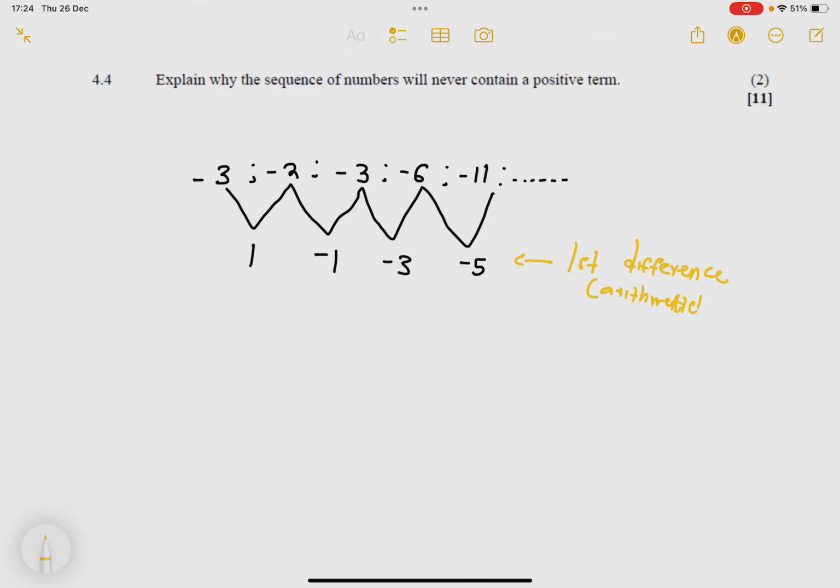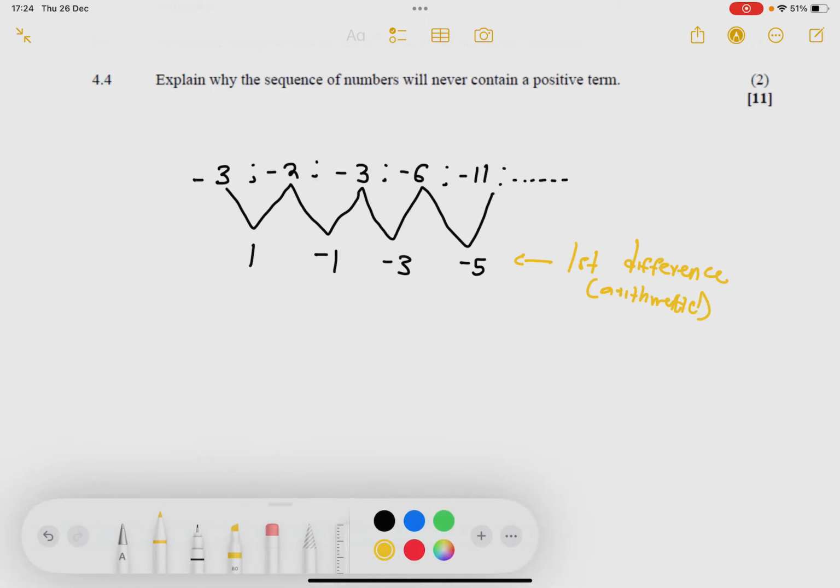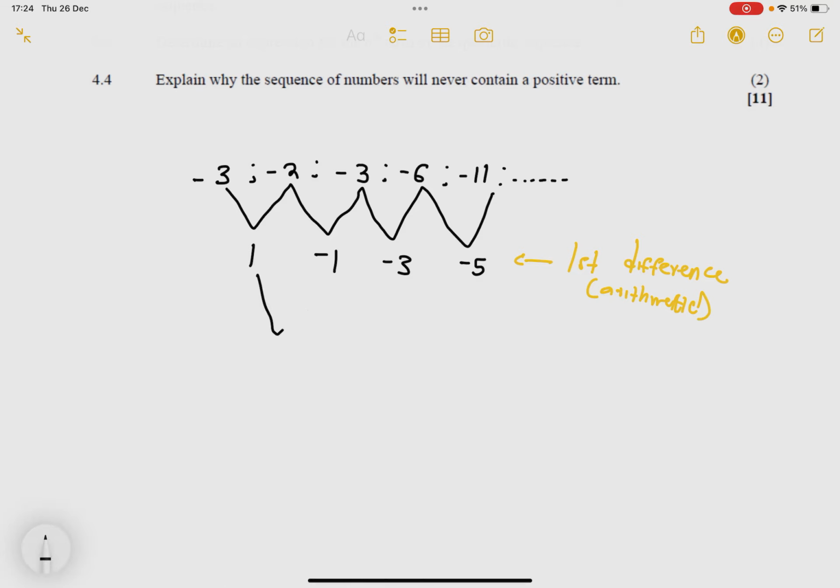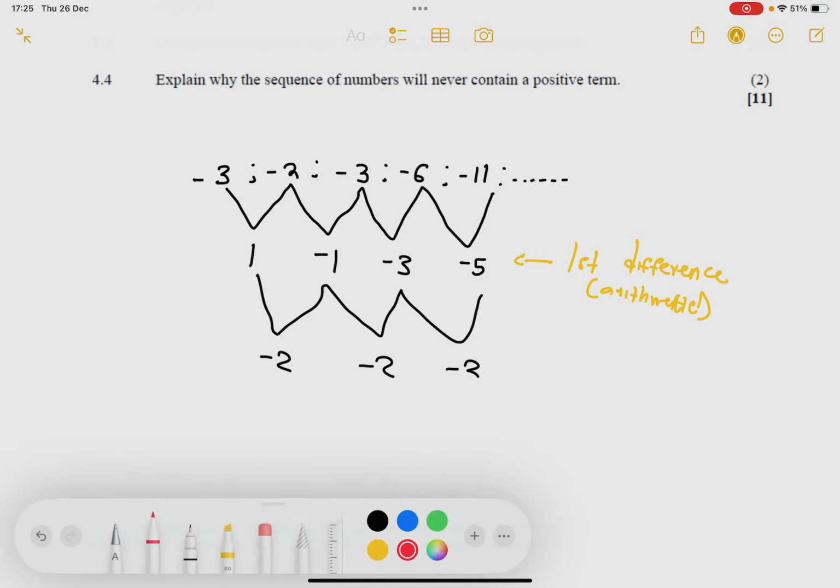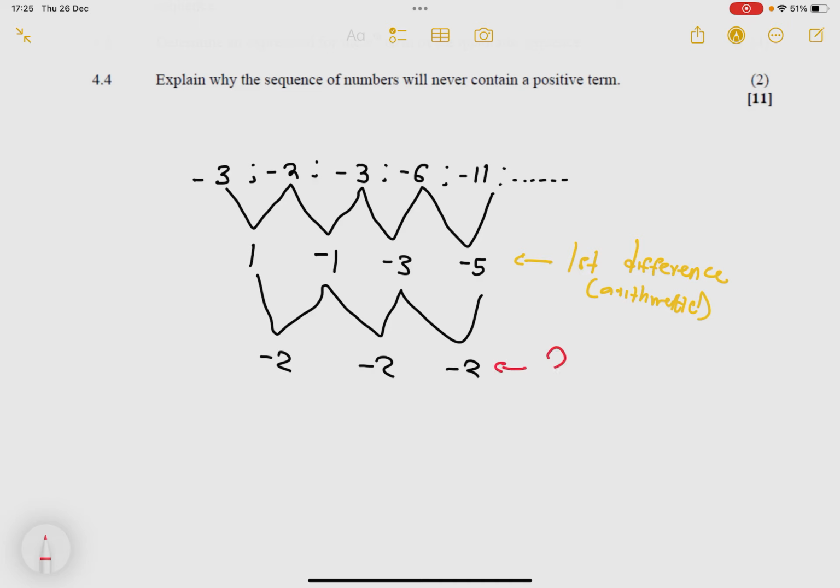Now, let's just continue with what we're doing, because we are still going to find the difference between these. So I'm going to have minus 5 minus 3, which is just going to be minus 2. What is minus 3 minus 1? Just going to be minus 2. And what is minus 1 minus 1? Just going to be minus 2. So this is what we call the second difference, right?